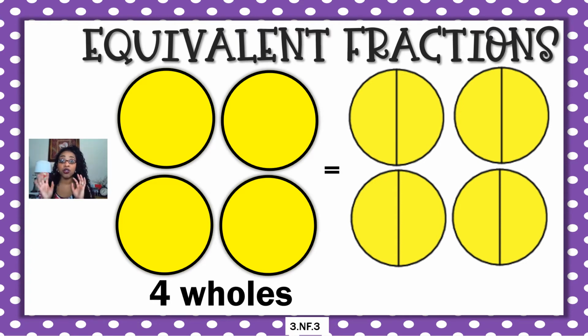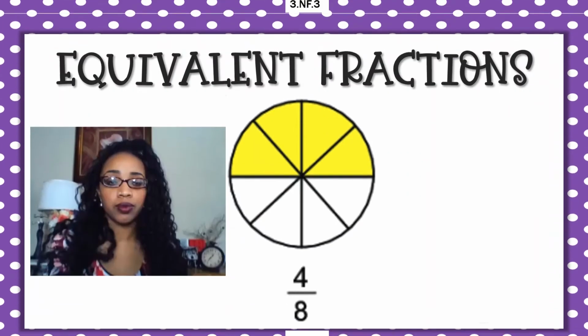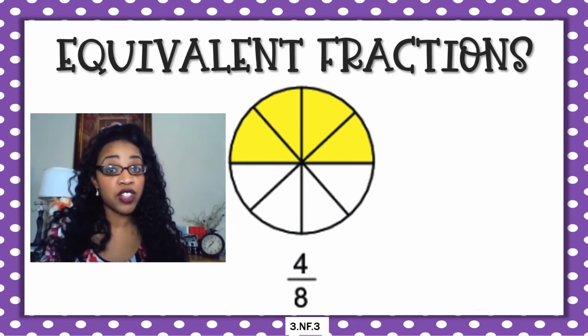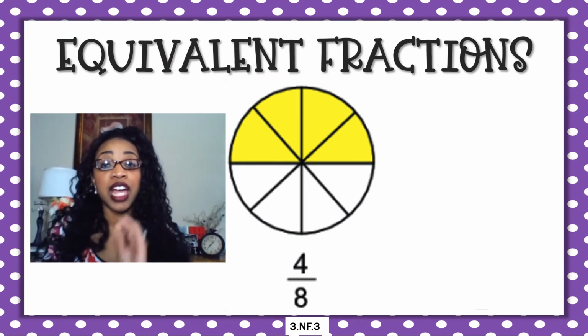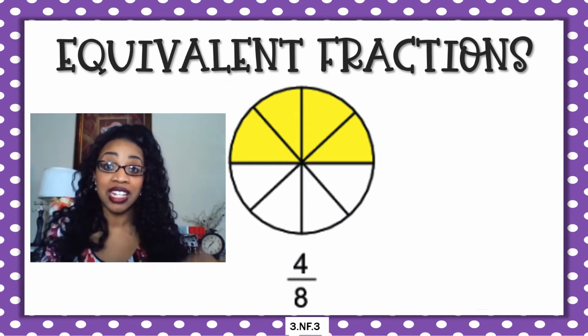Visually, I know that those two are equal because I can visually see the 4 total circles are shaded. But now I notice that I have 8 halves actually shaded in. So 4 wholes is equivalent to 8 halves. So now you see this visual model of 4/8. I have 4 of 8 pieces shaded in.